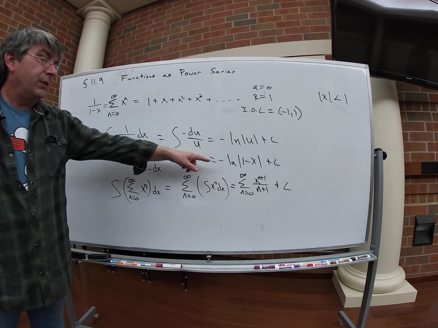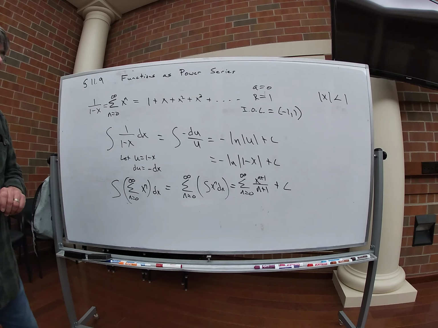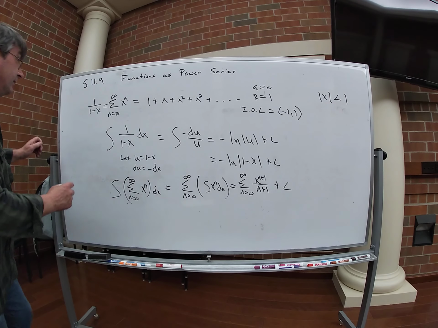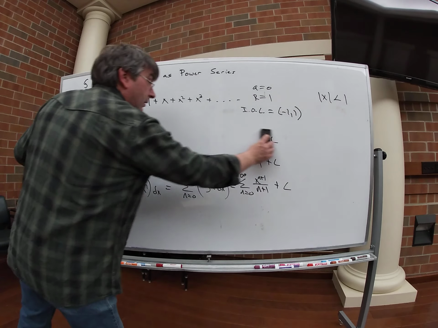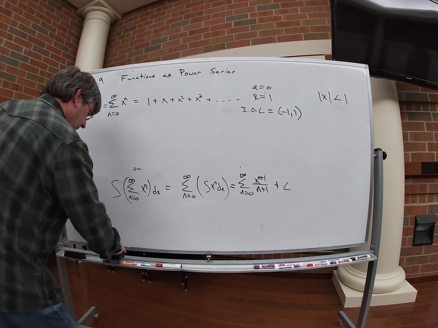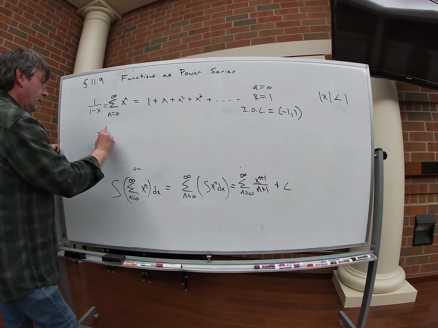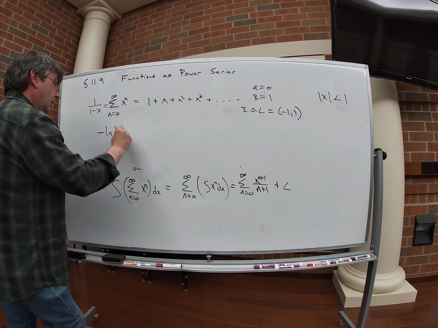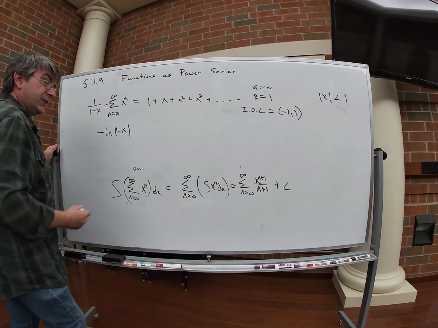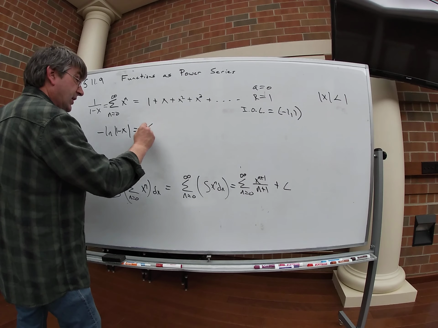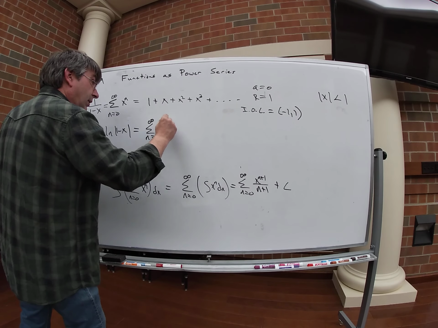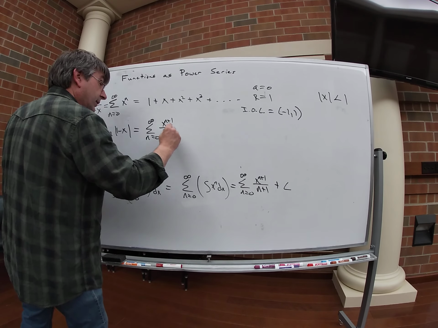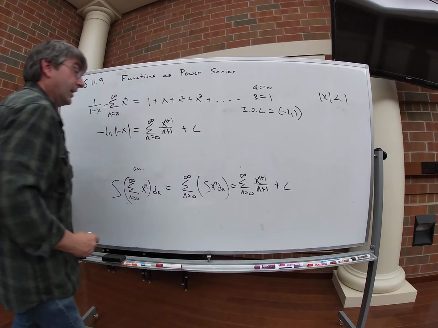So that's negative natural log of the absolute value of 1 minus x. Let me get rid of this. I'll lump the two c's together on the one side, is equal to the sum n equals 0 to infinity of x to the n plus 1 over n plus 1 plus c.